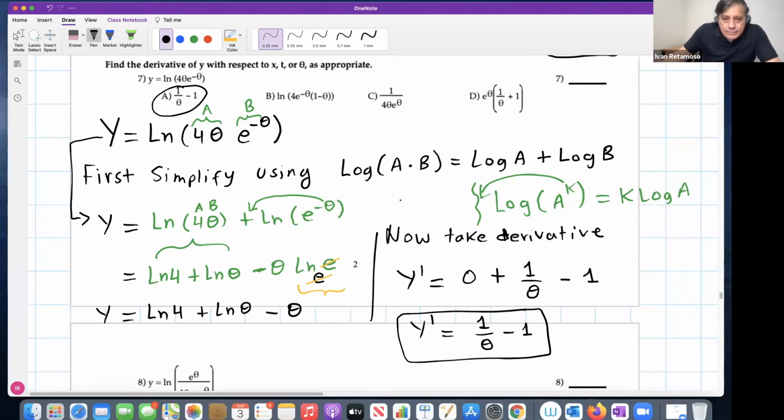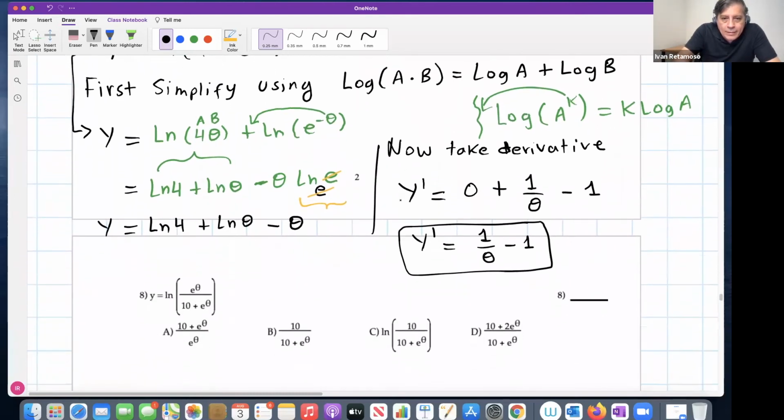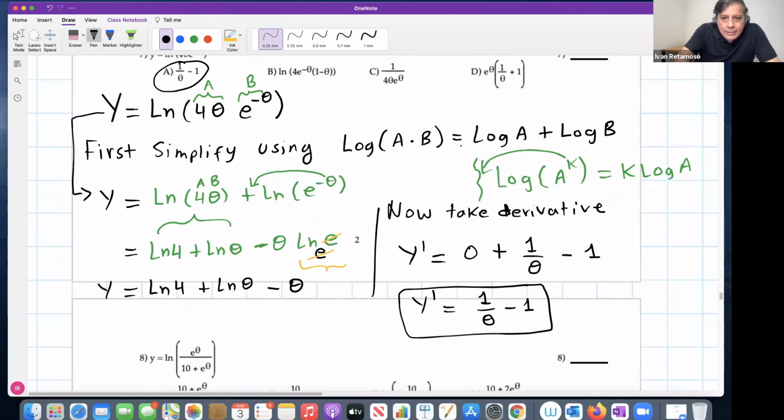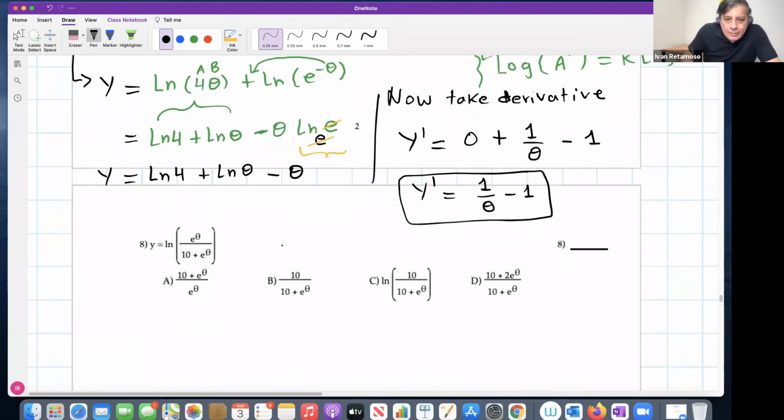Okay. Can you try now this? This one is something similar, but instead of using this property, log of A times B equals log A plus log B, we're gonna use this other property. I'm gonna write this as a hint here. Hint.